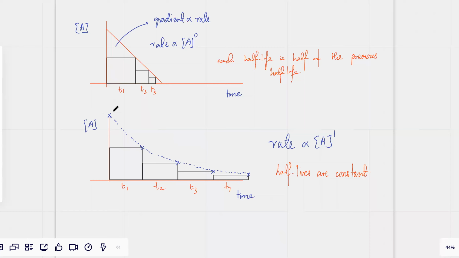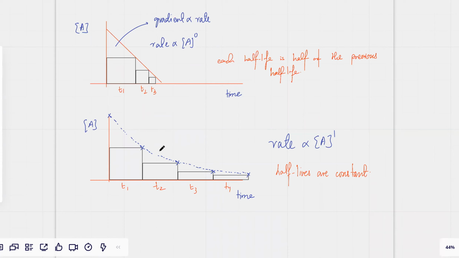Initially, the A concentration is high, so the reaction is fast. But then A's concentration decreases, so the reaction slows down. This curve becomes less steep. It slows down even further. And as A's concentration touches 0, the reaction slows down further and further. Eventually, it's going to become a straight line. As A's concentration continues to decrease, the rate of the reaction, or the gradient of this curve, would go to 0.